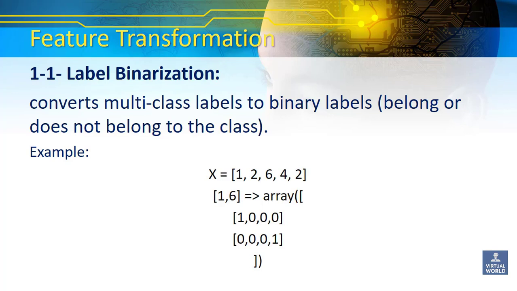Let's start with feature transformation. The first method we are going to learn is label binarization. Label binarization converts multi-class labels to binary labels to represent if a class belongs or does not belong to a class. For example, we have a vector of feature values 1, 2, 6, 4, and 2. Now, after applying label binarization to this vector, the value 1 is now represented by a vector 1, 0, 0, 0. And the value 6 is now represented by another vector 0, 0, 0, 1.